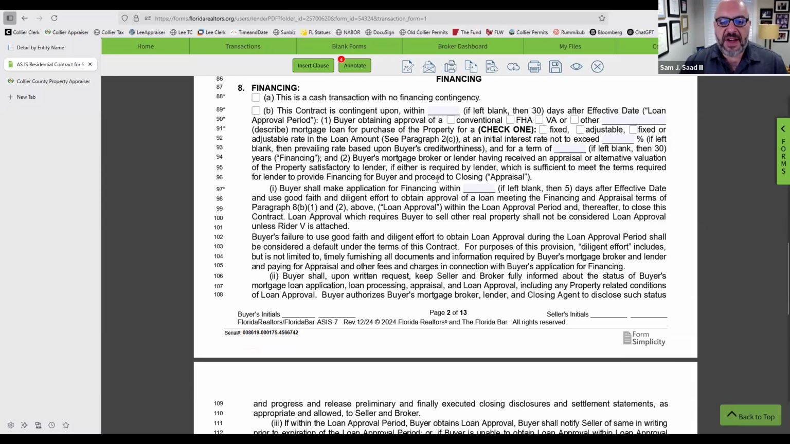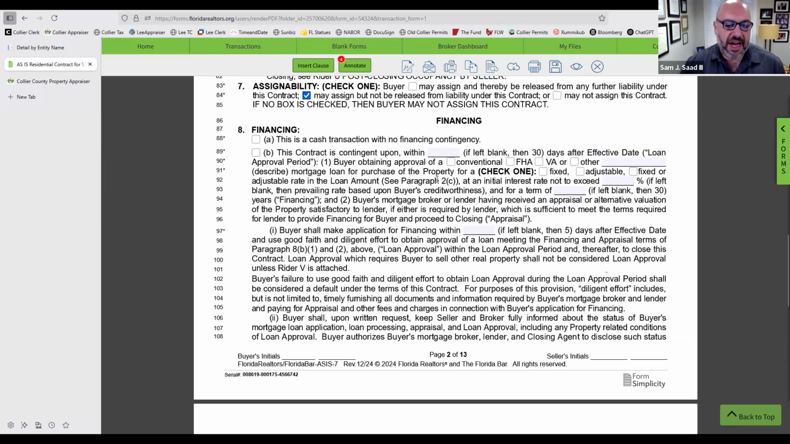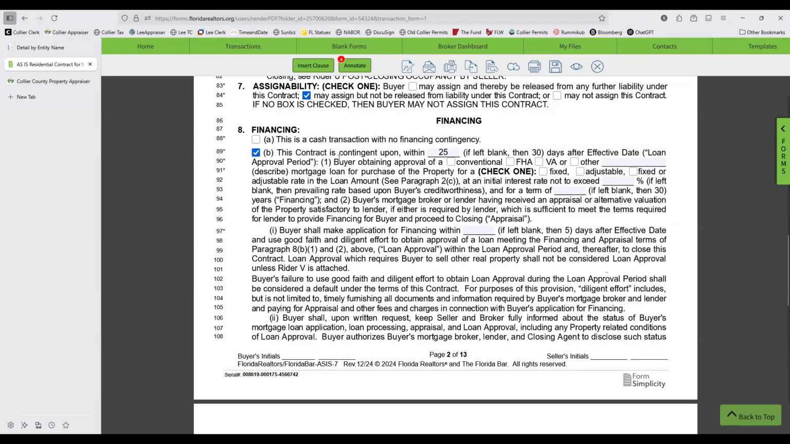All right, let's talk about financing. The FR/BAR finance contingency is very confusing and very simple. It's simple in the fact that you check box B right here for financing. You have a contingency period. We said we're doing a 30-day close. So let's do a 25-day loan approval period.